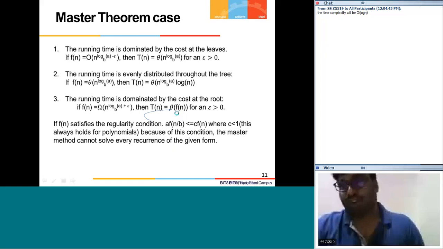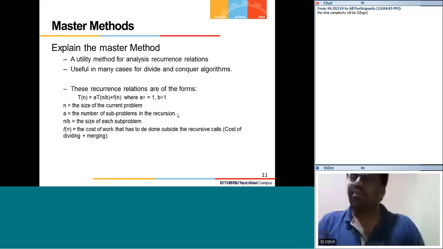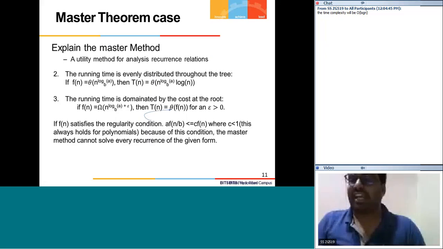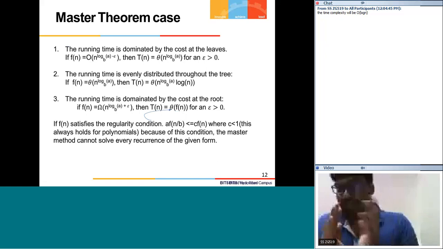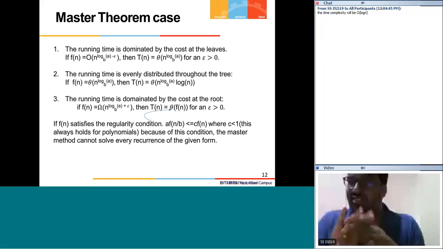Now, f of n, I have told you, is the time taken outside the recursion problem. It's the dividing or merging operations. T is none other than the time taken at an instance. I told you the master theorem comes with three cases, and when each is to be used is dependent on the problem. That will be discussed a little bit later. Let's try to look at the three cases.